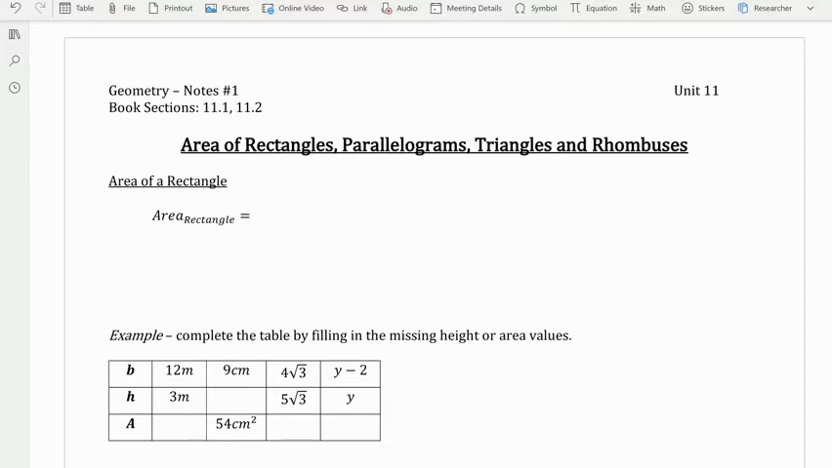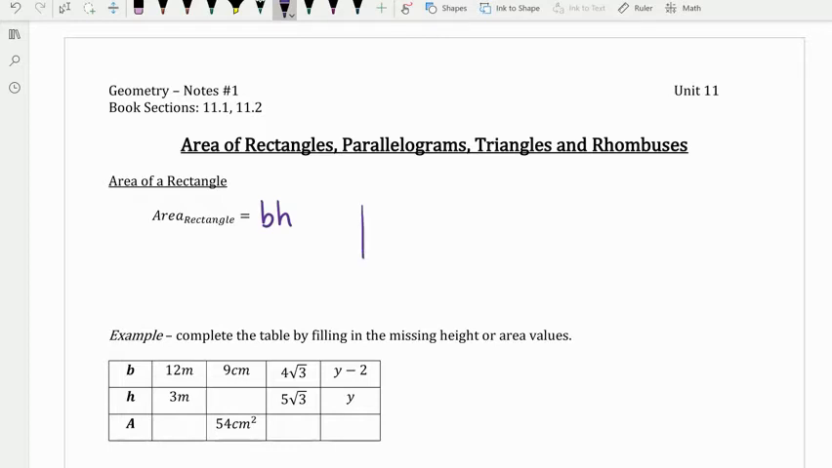So starting with just rectangles, parallelograms, triangles, rhombuses, etc. These are ones you guys probably already know, but we're just going to quickly review them. So area of a rectangle, hopefully we know that is just the base times the height, right? With a rectangle, all of our angles are right angles. Our opposite sides are congruent.